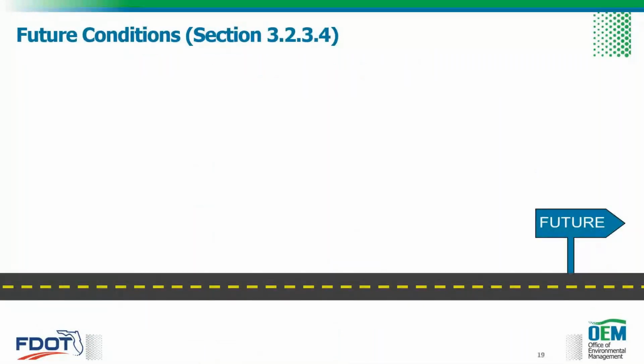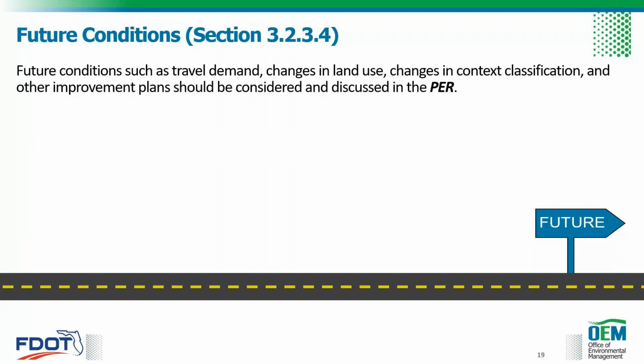Okay, so we talked about existing. We're going to go back to the future, or forward to the future. In your future conditions section, we're looking for items such as travel demand, any changes in land use, changes in context classification, and other improvement plans. These all should be documented in your PER in the future conditions section if they exist. So your travel demand is your design traffic from your traffic report, which is your PTAR typically.